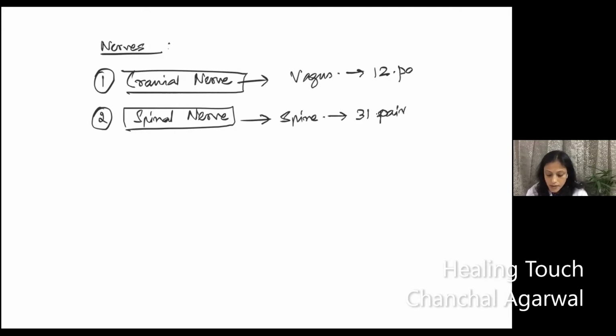Pairs means they're coming out from both sides, left and right. I'll show you the picture of the cranial nerve. It's a very nice picture. First, see this. Just give me a moment.